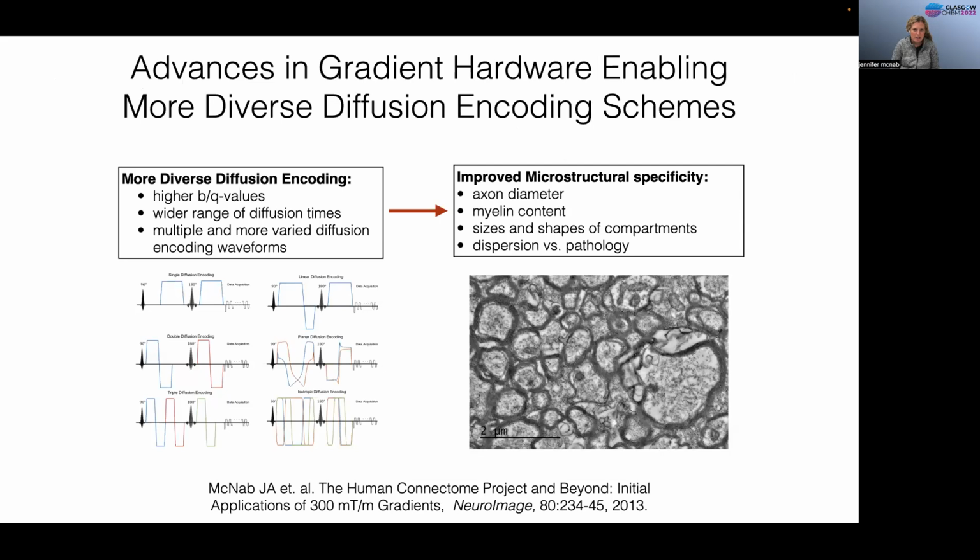Improvements in MRI hardware, such as stronger, faster gradients, are really helping this field evolve. More robust and efficient encodings enable a more diverse set of encodings to be acquired with a higher level of precision. And this provides a richer data set that can hopefully support more sophisticated models of tissue microstructure.